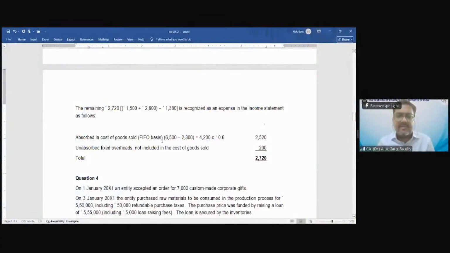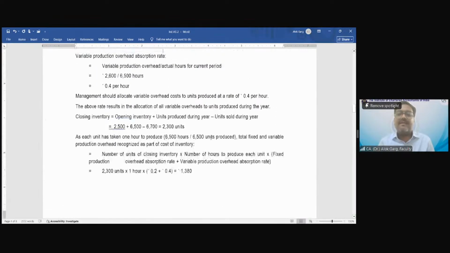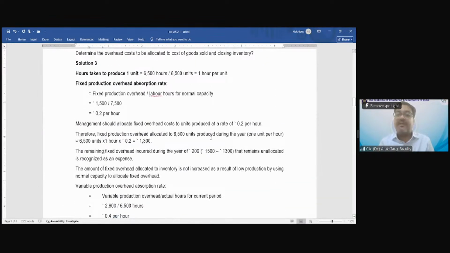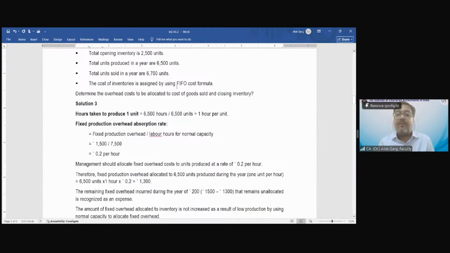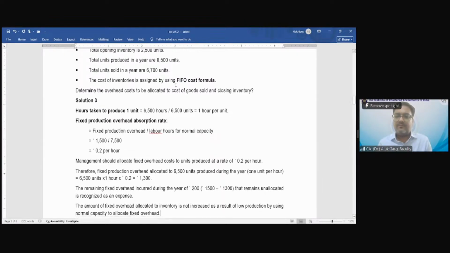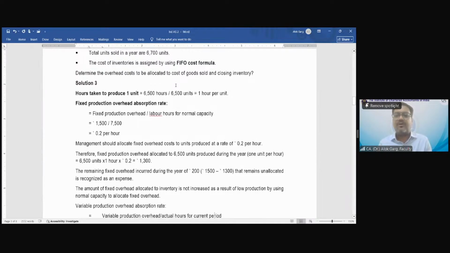Mom is saying that, sir, it is not clear how this 4,200 has come. So the question is saying that while computing the cost of closing inventory, you have to apply the FIFO formula, first in, first out. What is the cost during the year? Fixed plus variable. What is the cost per unit? Fixed plus variable, 60 paisa. 60 paisa is the per unit cost.